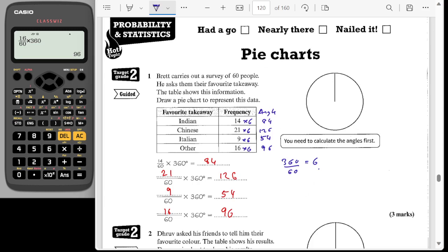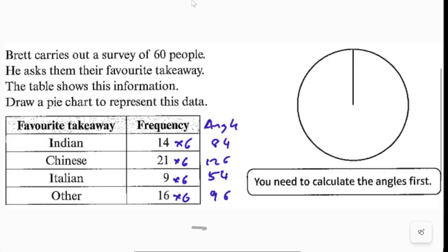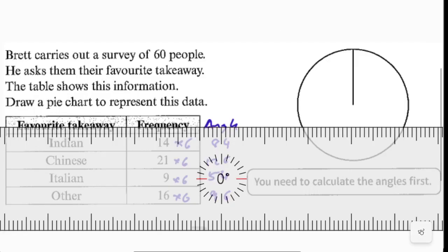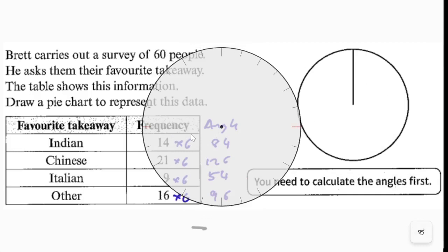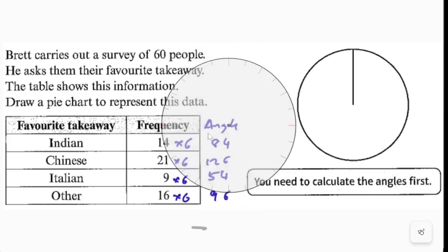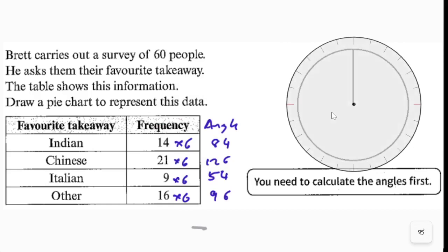Right, bear with me now. I'm going to try and draw that pie chart. Okay, so hopefully this makes sense. I'm going to bring in my protractor now. I'm going to make it as small as I can. Okay, and I'm just going to mark the angles around the outside. So I have to do this with an arc line, but if I was doing this in an exam, I would just tend to do it with a dot.